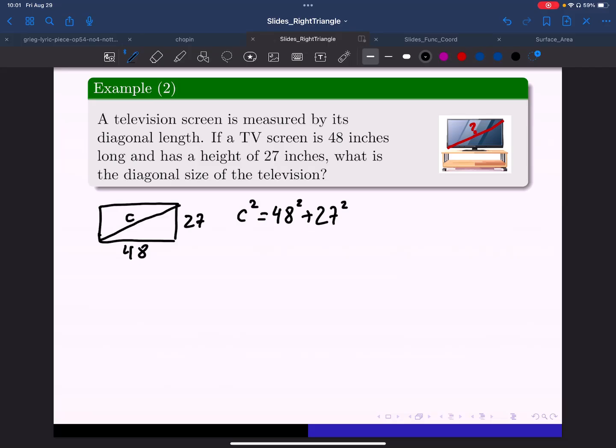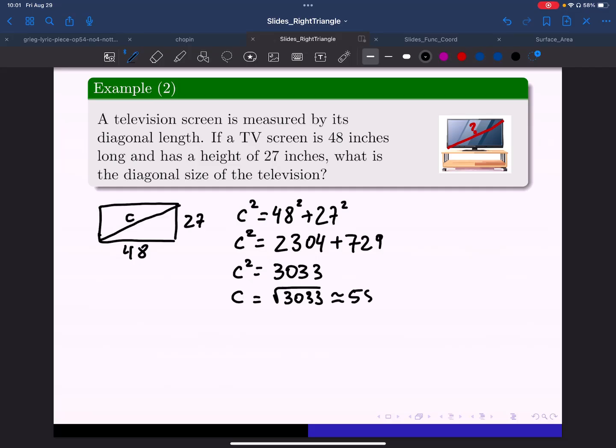If we type this together on the calculator, 48 squared is 2,304, plus 27 squared is 729. So C squared is equal to 3033. Take the square root, so C is the square root of 3033, which is approximately 55.0726, and rounded to a whole number, 55. So the TV is 55 inches.